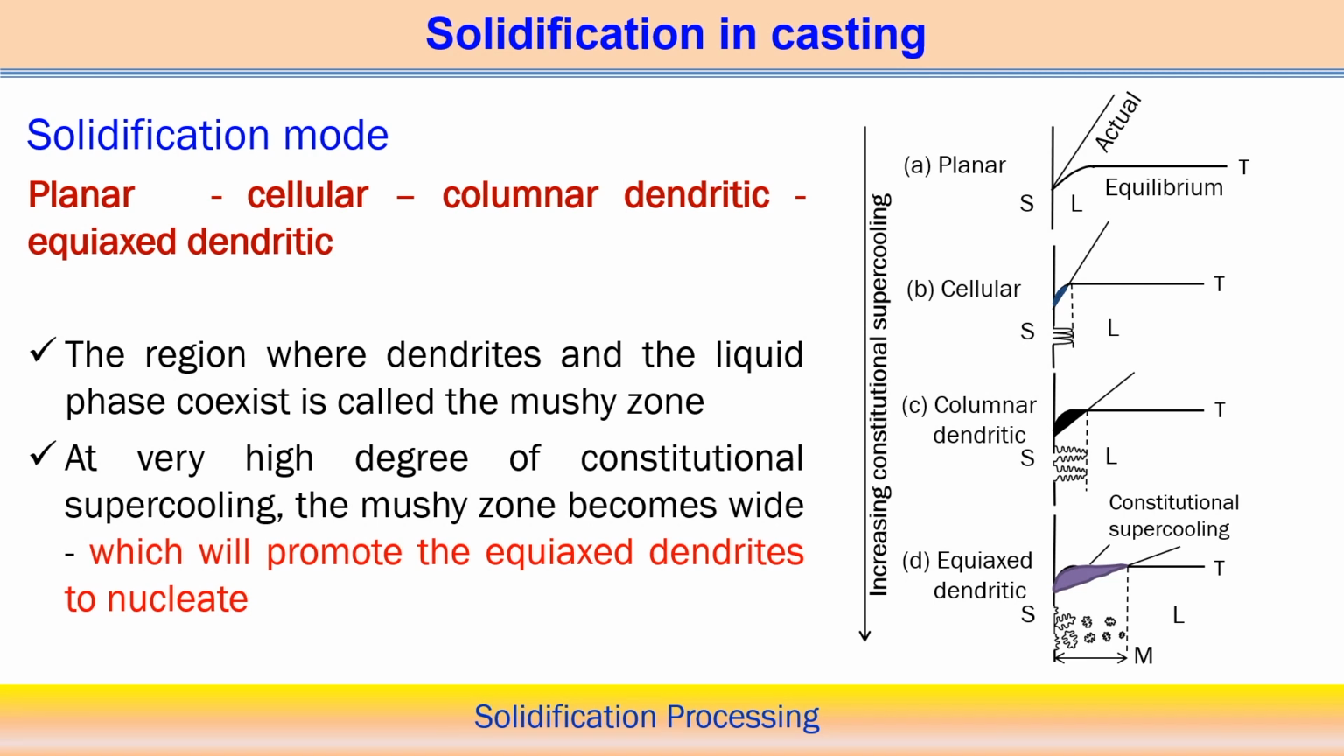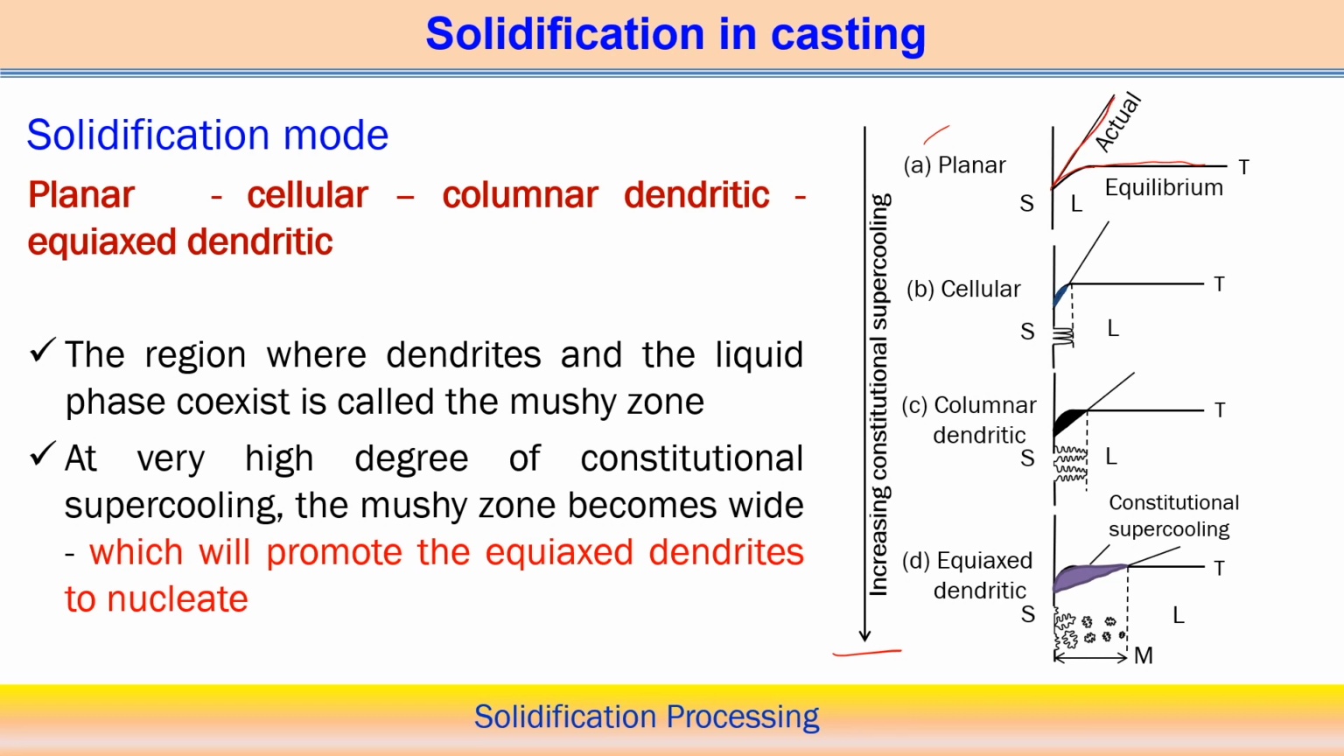Now, we can say that there are different solidification modes, which we represent in terms of the degree of constitutional supercooling. It can create planar, cellular, columnar dendritic and equiaxed dendritic structures. We see that in the downward direction the constitutional supercooling increases, but the planar mode definitely does not have any constitutional supercooling. Here the equilibrium slope and the actual slope are indicated.